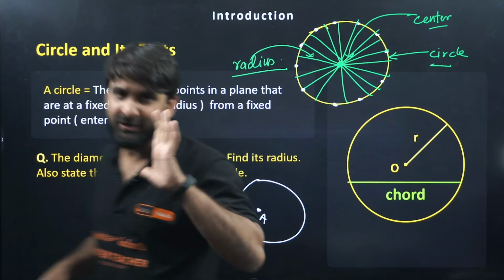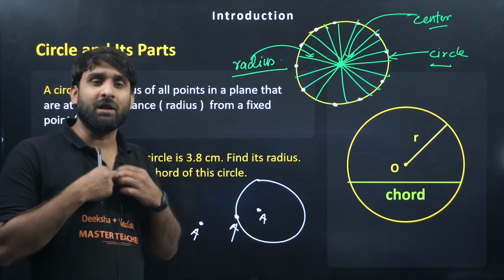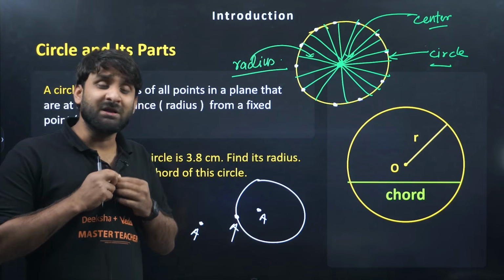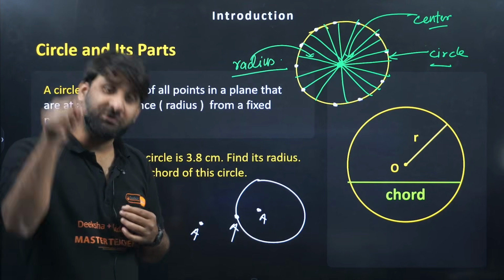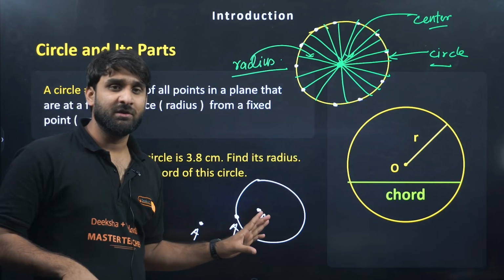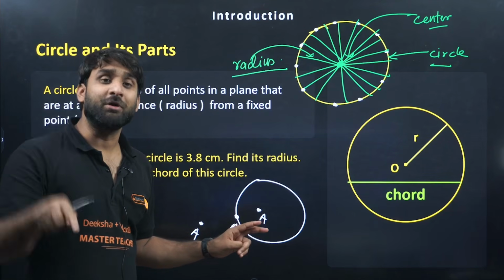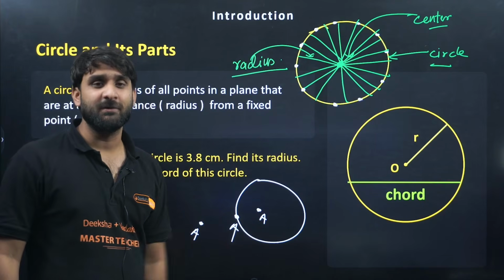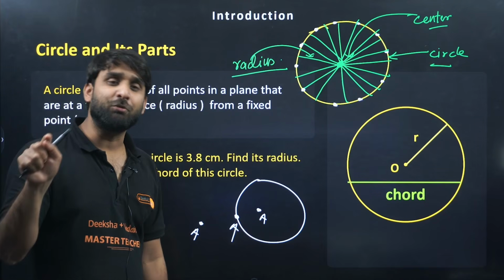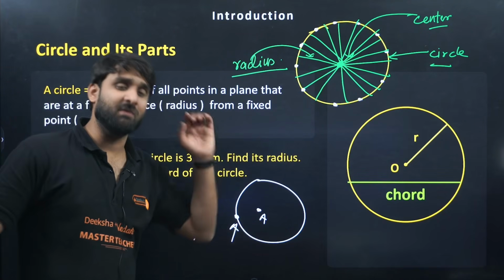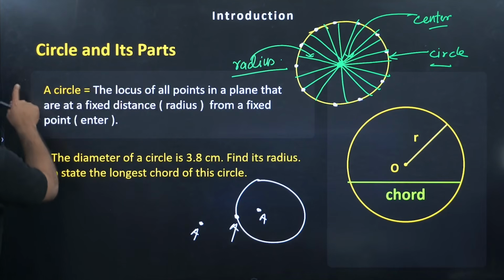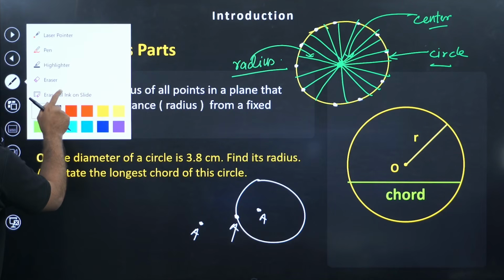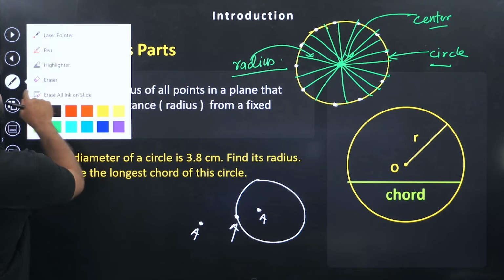So whenever I say there are 3 points on the circle, then you have to mark the 3 points on the circle. It means on the boundary. If I ask you to mark a point inside the circle, the point will be inside. If I ask you to mark a point P outside the circle, the point will be outside the circle. I hope this is clear to you all. Now let's talk about diameter.